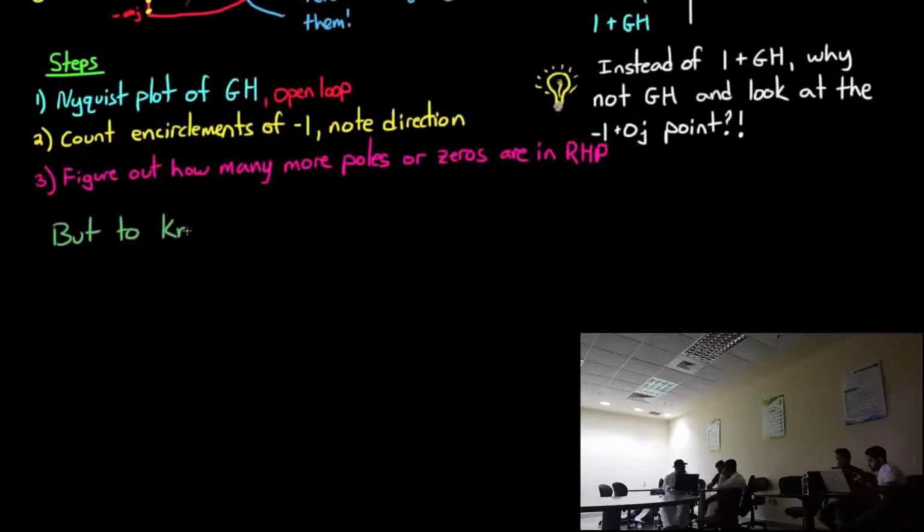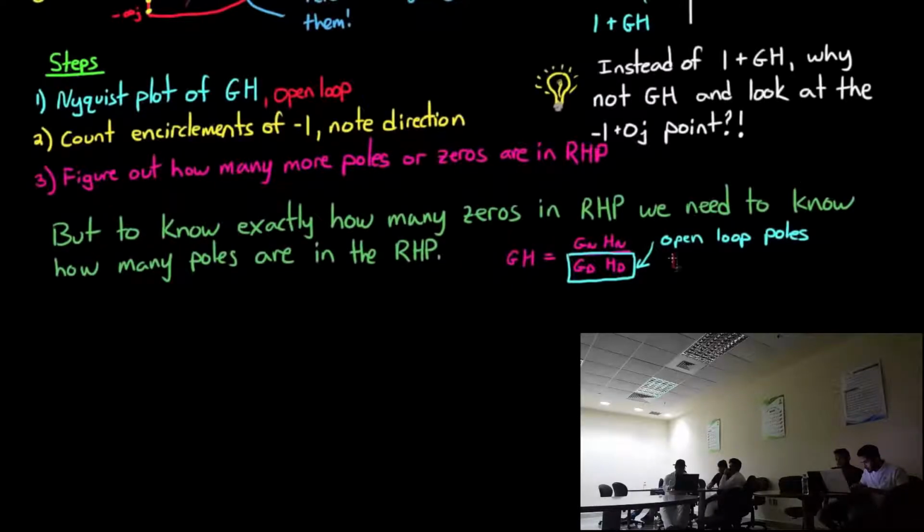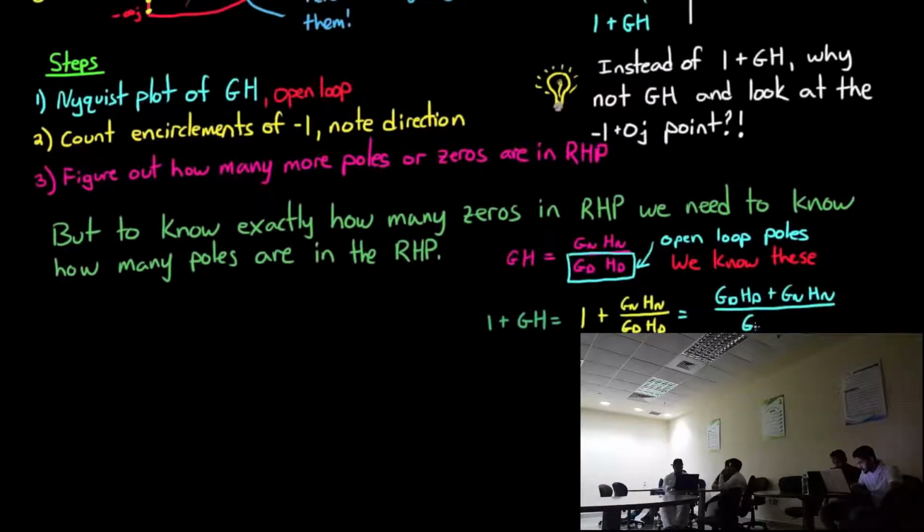But to know for sure whether there's a zero in the right half plane, we first need to know how many poles are in the right half plane. Luckily, we usually know exactly how many poles are in the right half plane of 1 plus GH because it's the exact same number of poles in the right half plane as the open loop system GH. And since we usually have a good understanding of our open loop plant, then we already have that information.